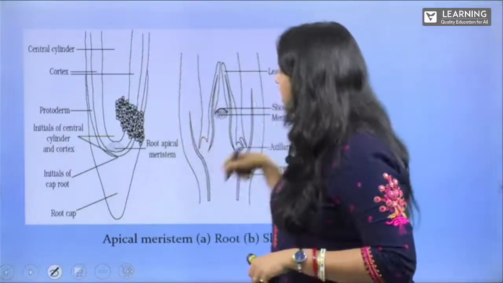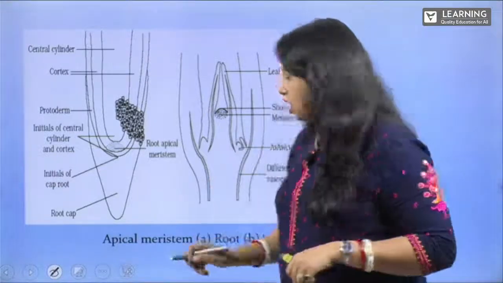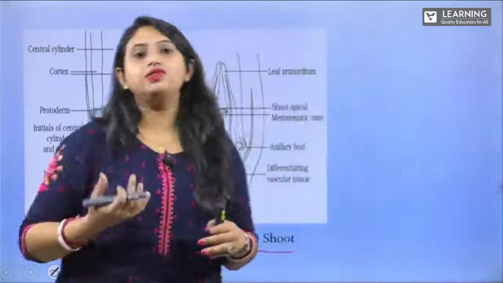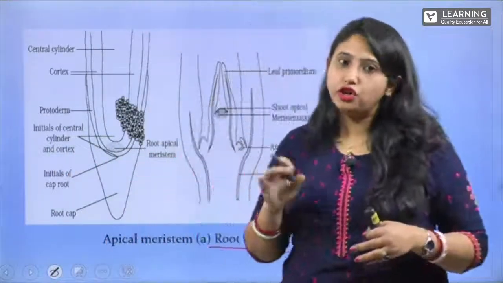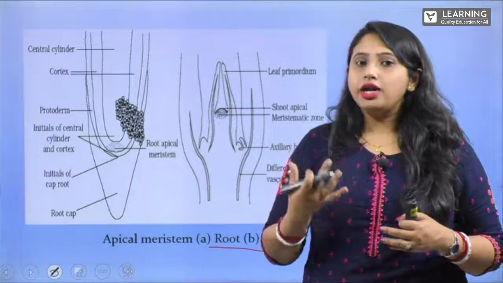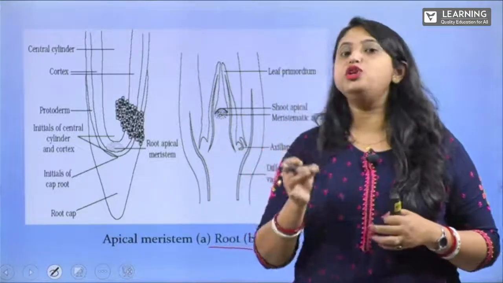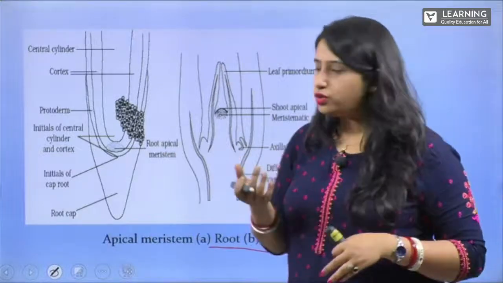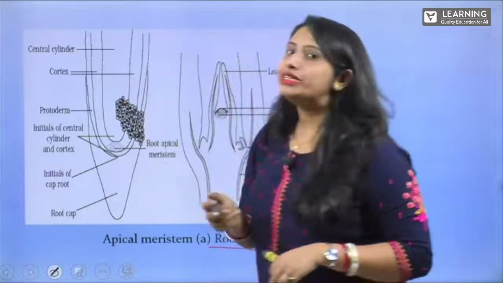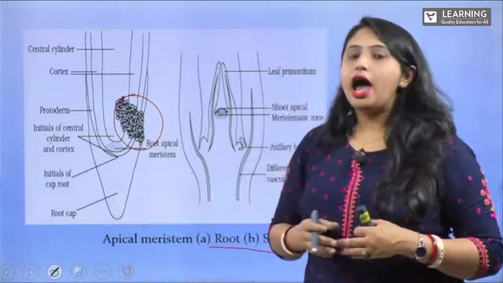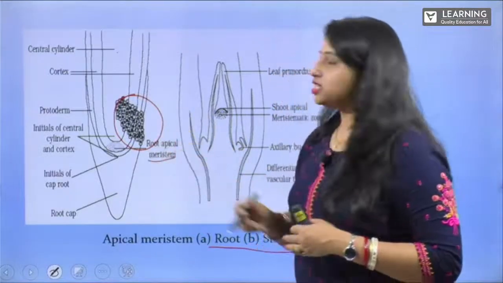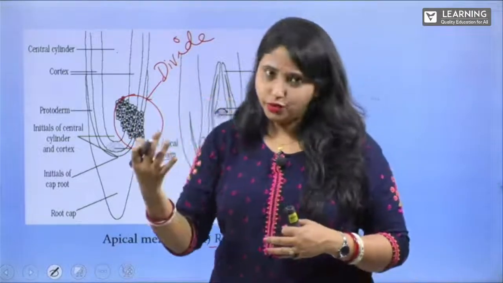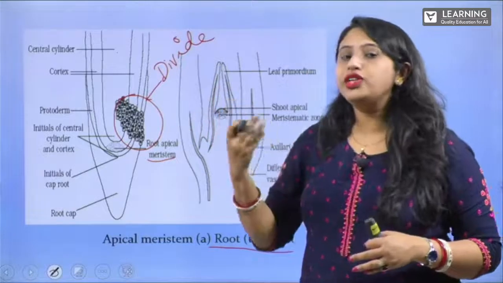Next, let us see the internal structure. Apical meristem is showing your root and the shoot system, which you have already studied in the previous chapter, where we saw the internal structure of the roots. You have seen how the roots divide with the help of these meristematic tissues. So here you can see these are the apical meristem in the roots, which are actively dividing. As it divides, it elongates the roots, which will lead to growth, increasing the height of the plant.